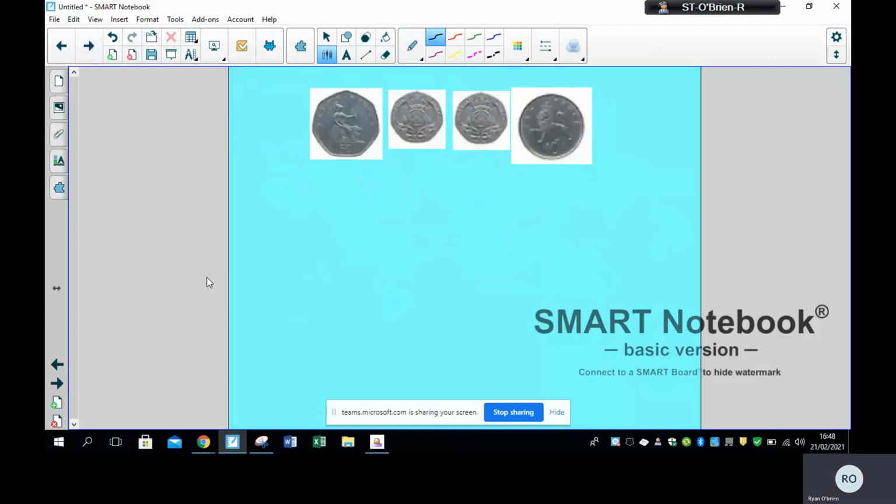So let's look at the next example. We've got 50p there. We've got 20p, 20p, and we've got 10p. Now I need to add all this together. So 50 add 20 is 70, add another 20 is 90, add 10 is 100p. So we've got 100p there.